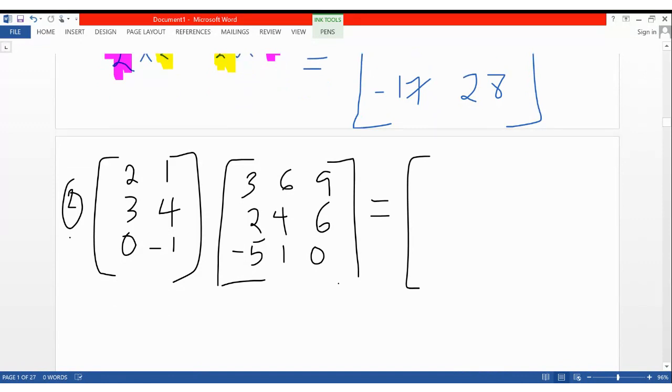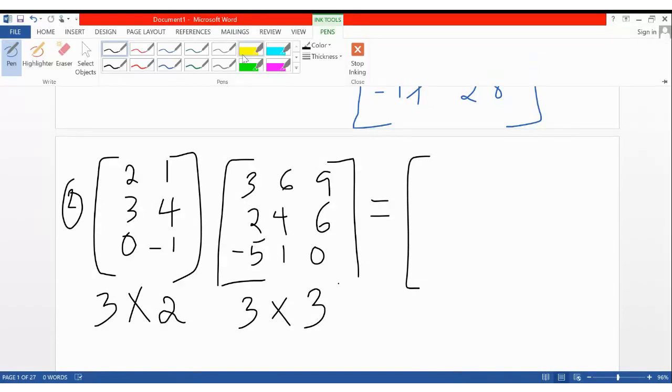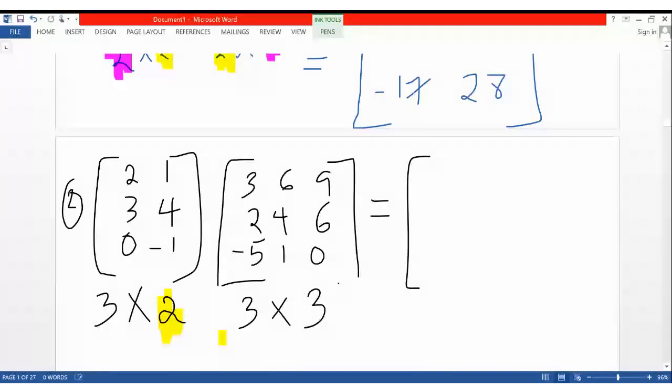So the number of rows for the first matrix, it is what? The rows are the ones going down. So the number of rows is 3 and the number of columns is 2. In the second matrix, the number of rows is 3 and the number of columns is 3. So I confirm whatever I'm putting in yellow here, are they identical? The 2 there and the 3 in yellow, are they identical? Is 2 equal to 3? No. So it is not possible to multiply.